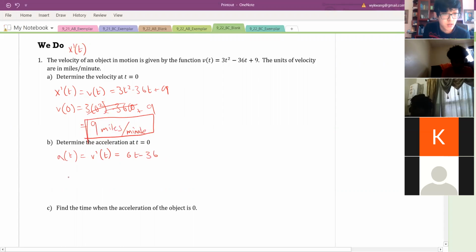Cool. So now we're just going to plug in 0. So v prime of 0 is equal to 6 times 0 minus 36. So it's equal to negative 36.